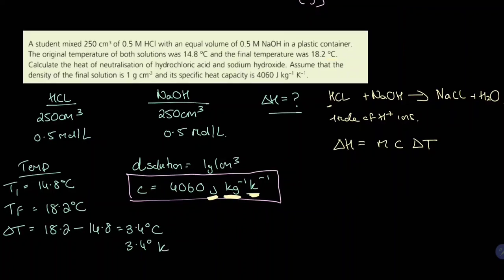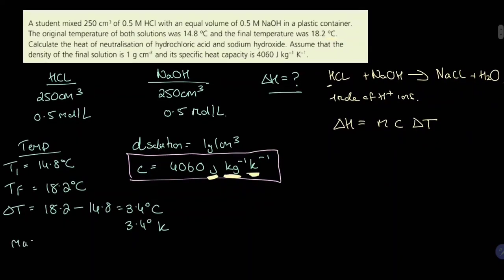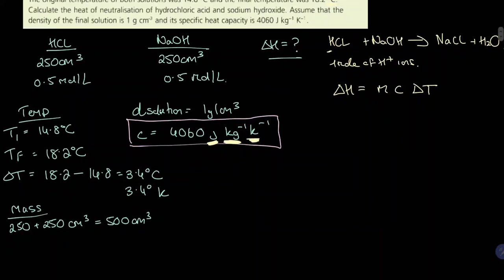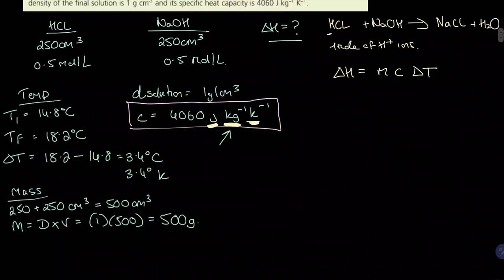Now the mass, I don't know the mass, but I know the volume of the total solution once they're both mixed is 250 plus 250 centimeters cubed, which is 500 centimeters cubed. Now I have the density of the solution as well. So when we have the density and volume, we can use the two of them to work out the mass, which is density times the volume. So that's going to be 1 times 500 centimeters cubed, which is 500 grams. Now I already know I need to put into kilograms, so that's going to be 0.5 kilograms for the mass.